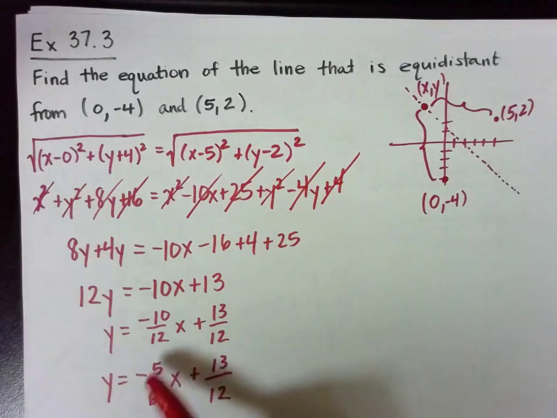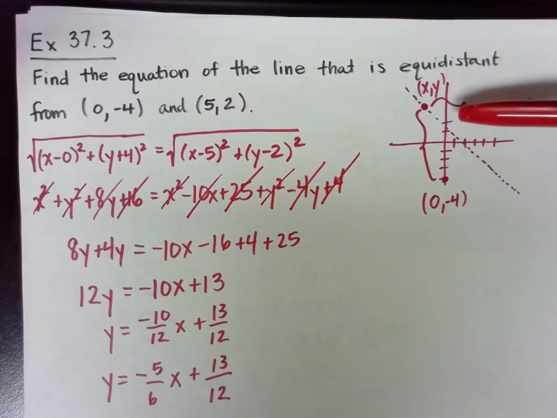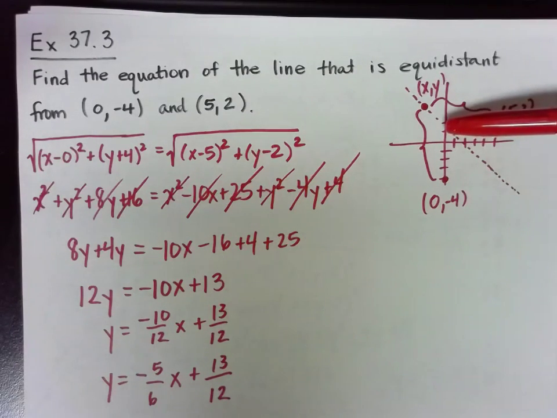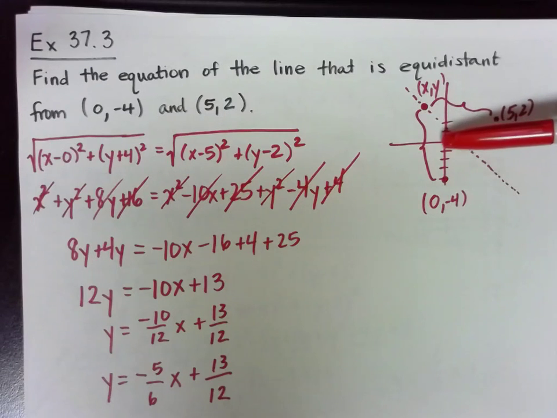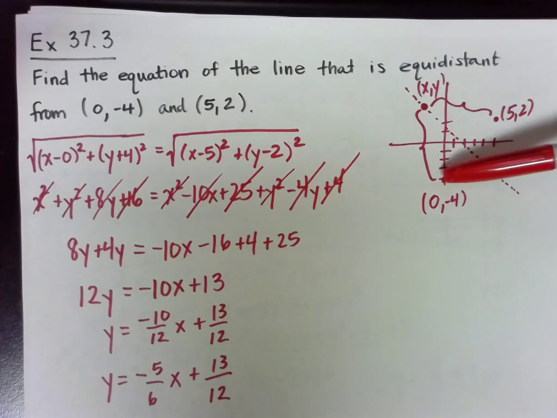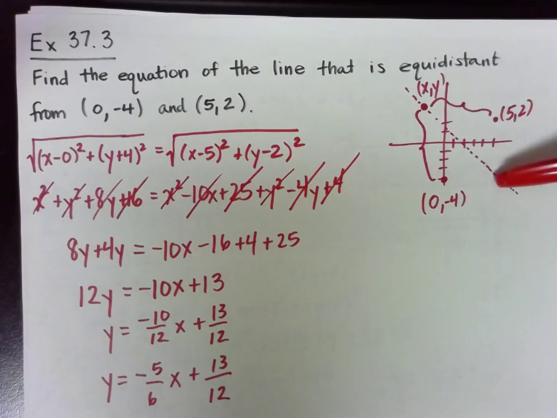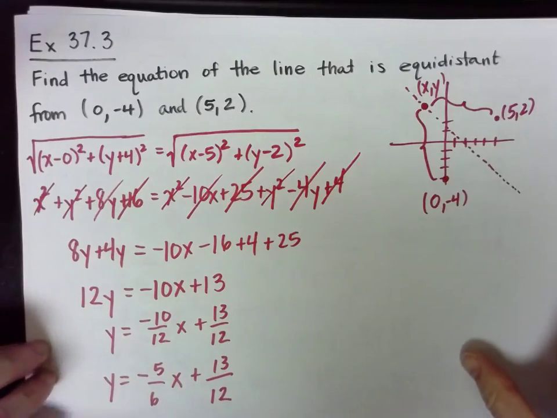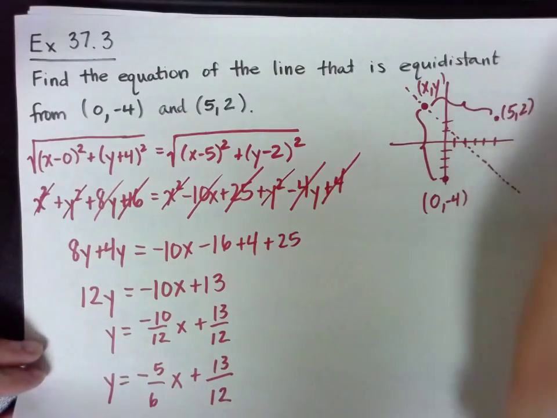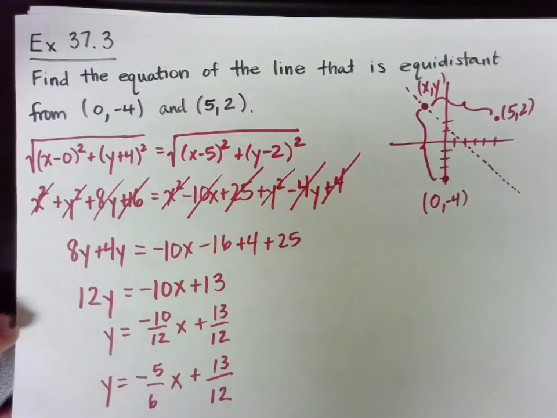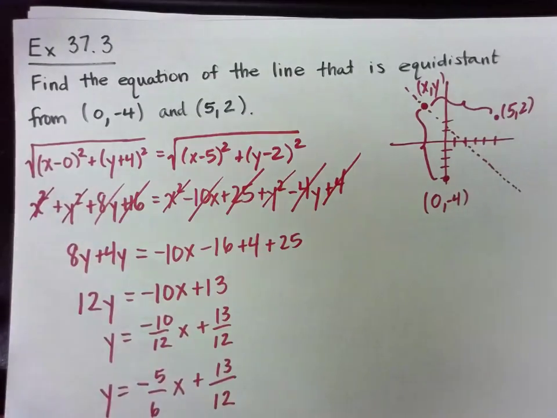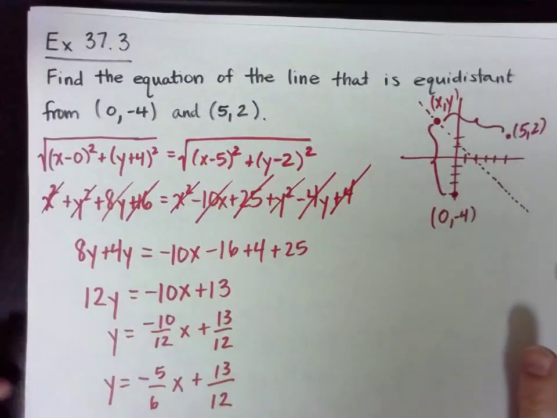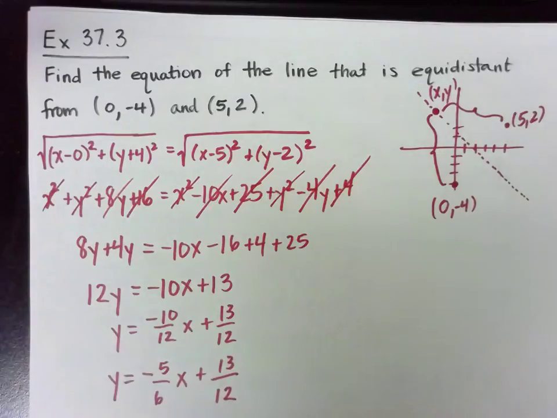And is the slope looking like it might be something like -5/6? Well, let's see. If I started here, did I go down 1, 2, 3, 4, 5, and over 1, 2, 3, 4, 5, 6? Yeah, it looks pretty close. So it's usually good to give yourself a reality check. If you had ended up with a positive slope on this line or something, you would know that you did something wrong. So the picture is often a good double check.